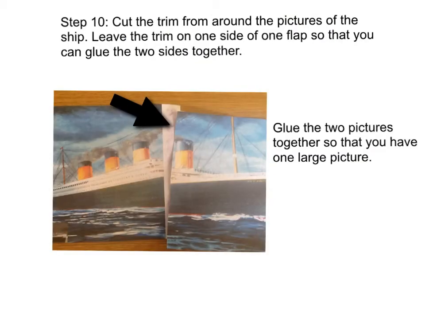The next step involves the picture. You saw some white trim around the edges of your picture. You're going to trim that white off except for on one side of one of the pictures, like you see I've done right here. You're going to take your glue stick and put some glue right along the edge, and then you're going to glue the pictures together. Now you have one large picture of the Titanic.